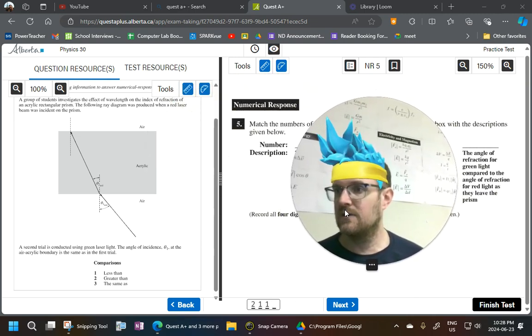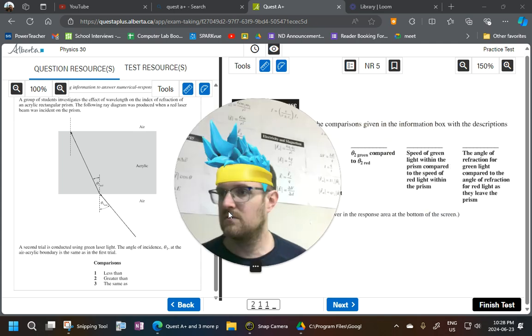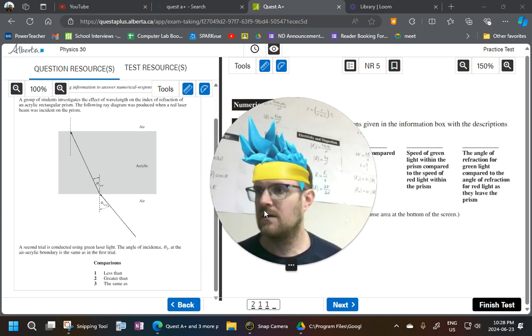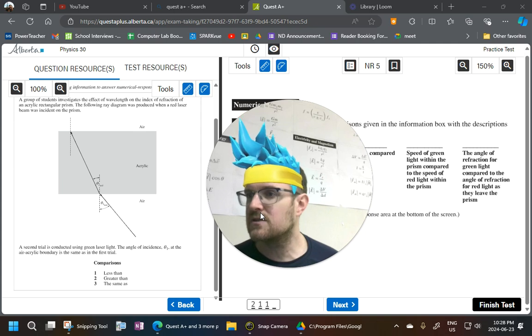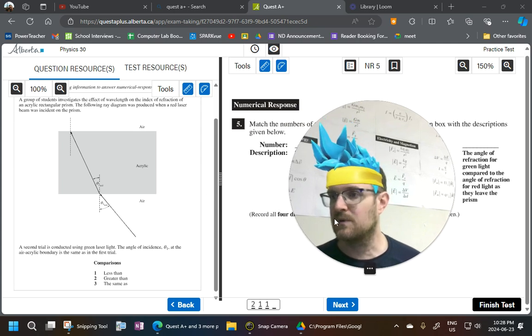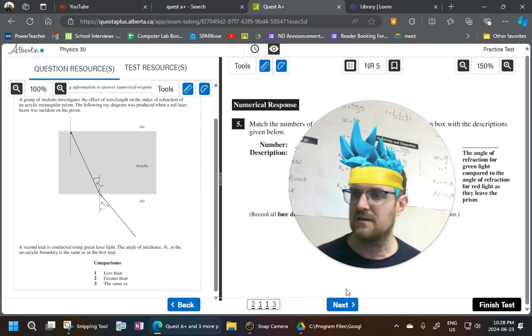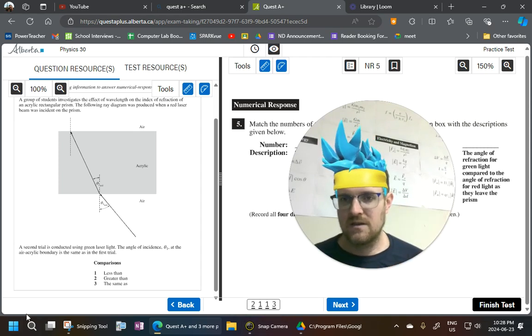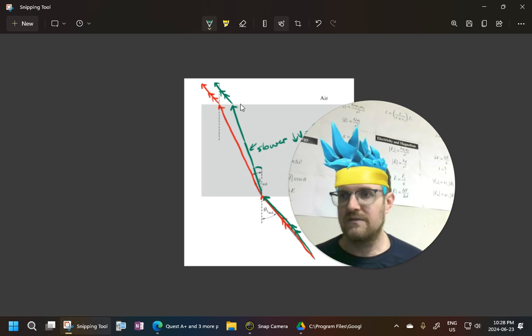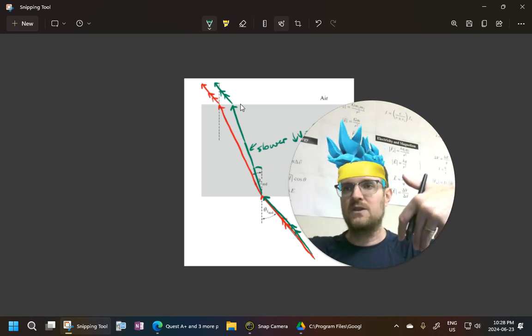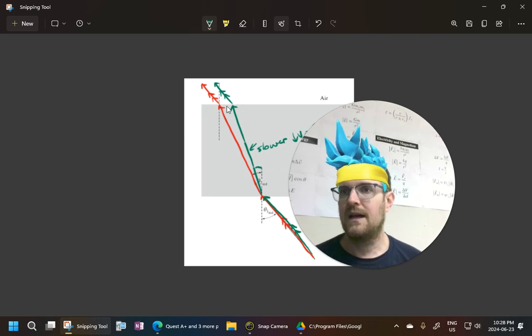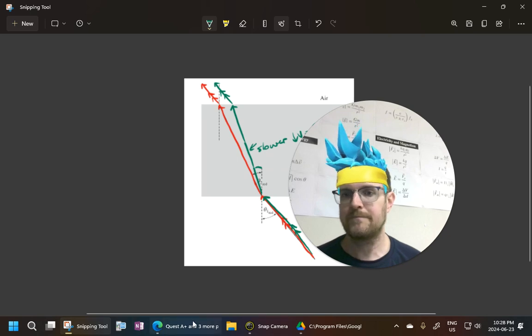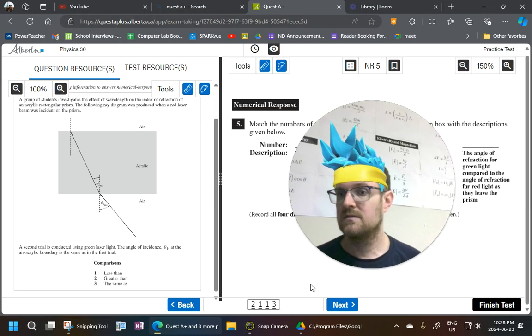And the angle of refraction for the green light compared to the angle of refraction for the red light as they leave the prism, they're both the same because they come out parallel to each other. Even though the angles inside are different, when they come back out, you're just reversing both their operations. If you go through it mathematically, you're just flipping over that equation and doing it again. These two angles on the outside are going to be the same. They're coming out parallel to each other. So there we go. Cool.